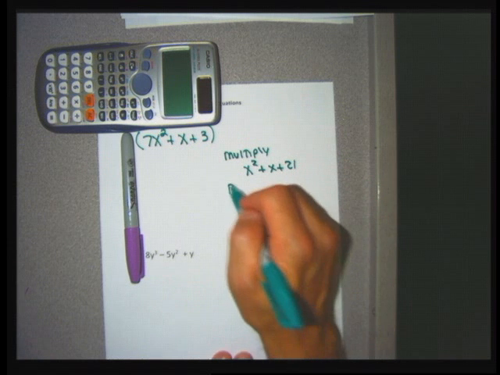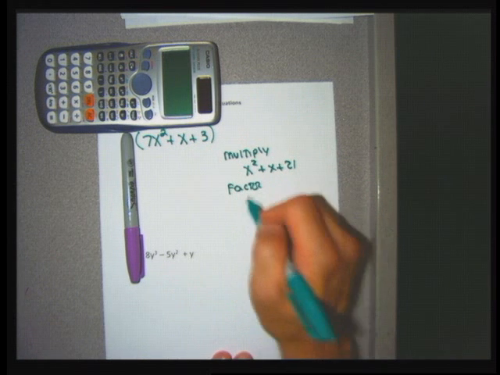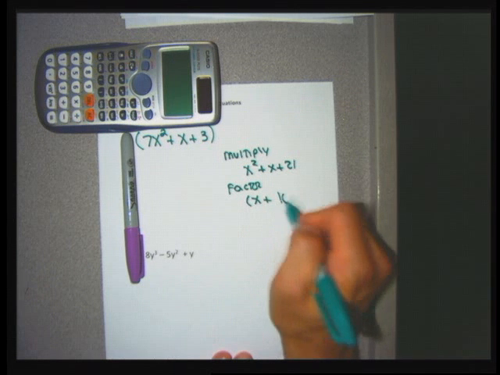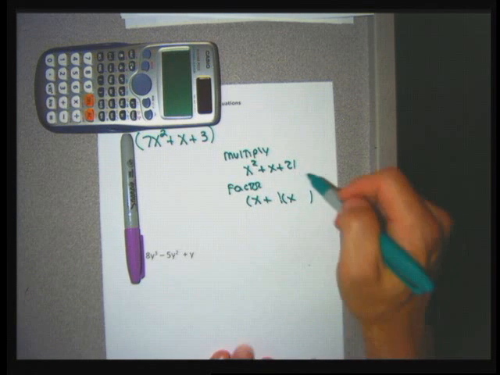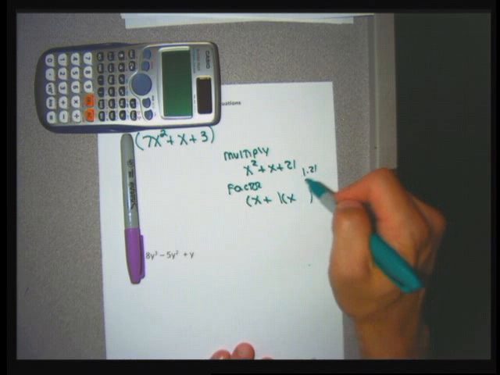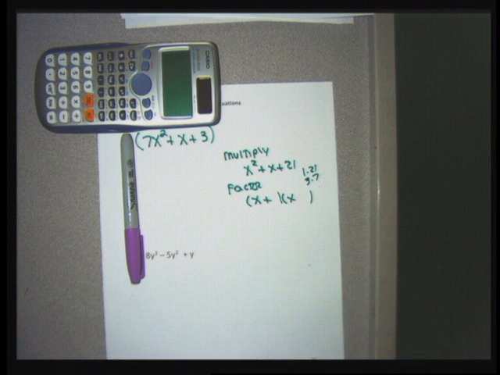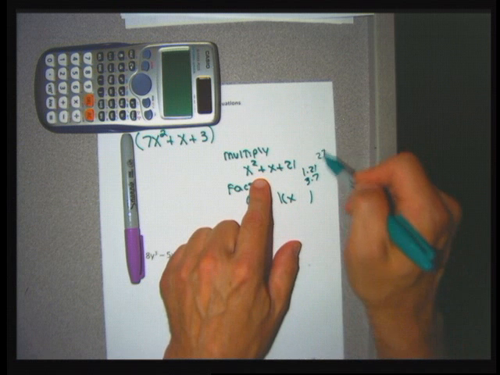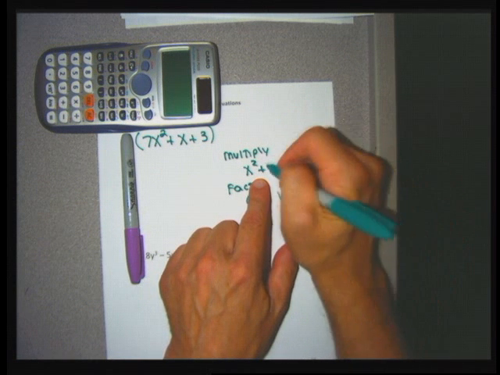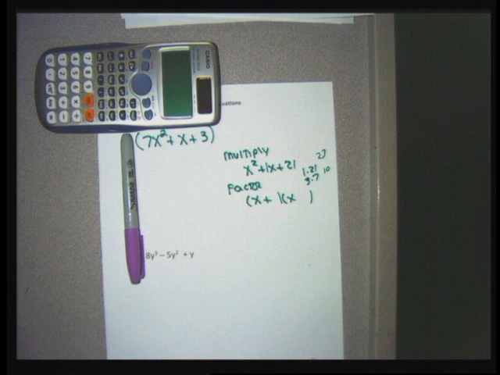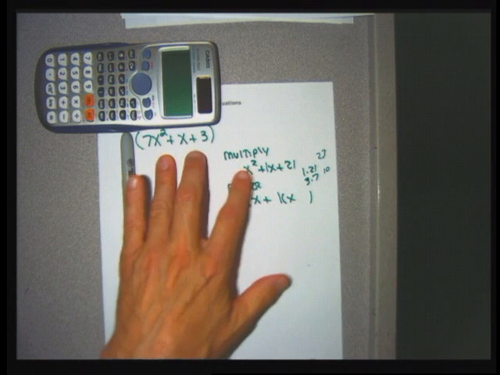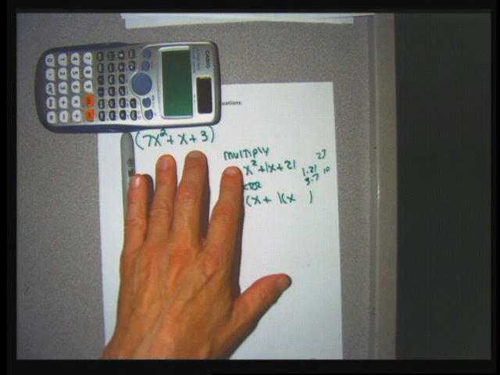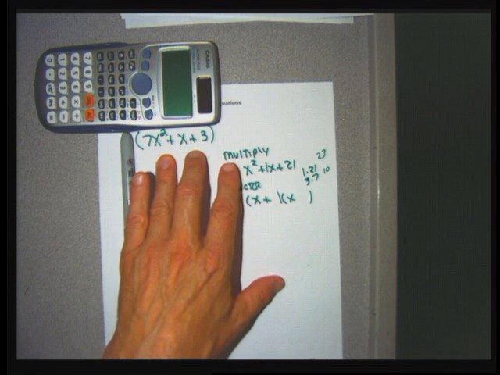Then I'm going to factor. I know my signs are double pluses, and my last can either be 1 and 21 or 3 and 7. But 1 and 21 add to 22. 3 and 7 add to 10, and I'm trying to find a pair that adds to 1. There's no pair, so 7x squared plus x plus 3 is prime. It can't be broken down into 2 parentheses.